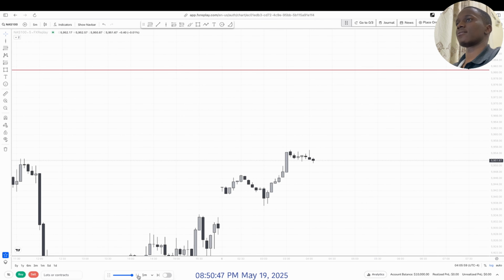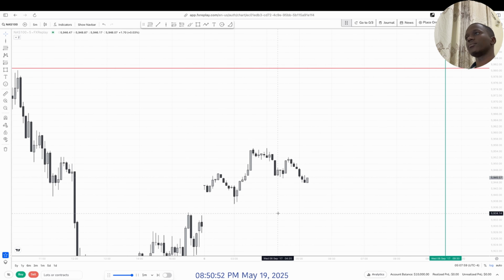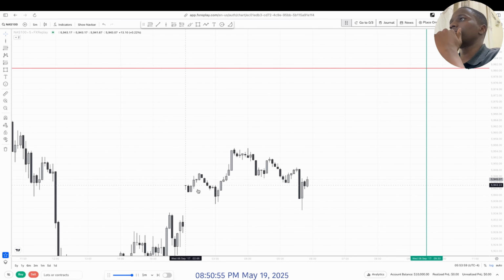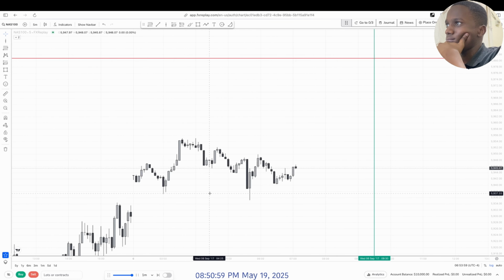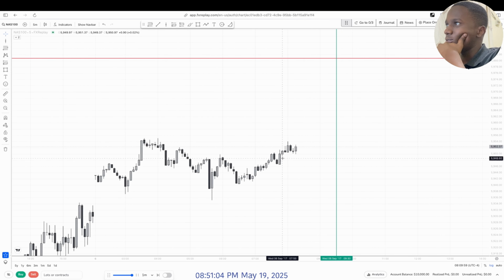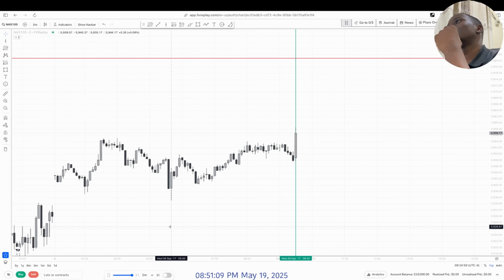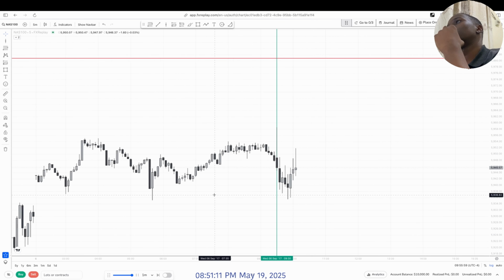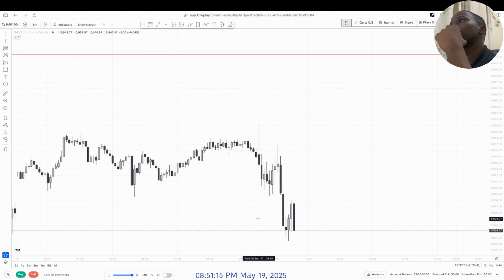Let's now play this. Consolidation. It's not showing any clear movement to anywhere. And boom. Okay, let's wait. You can see a sweep of these highs. It's like a turtle soup.